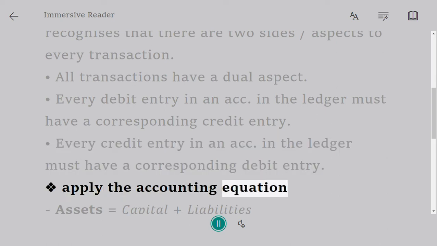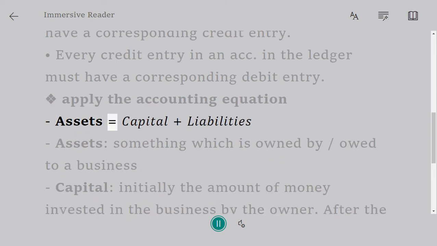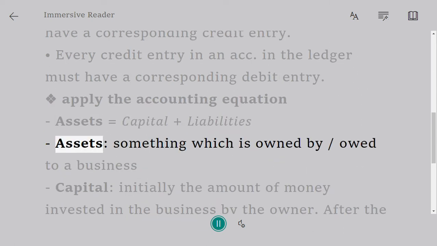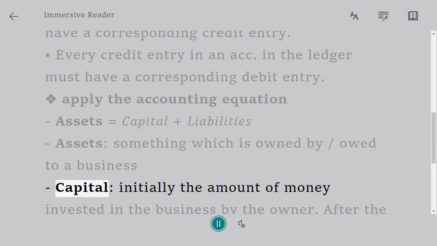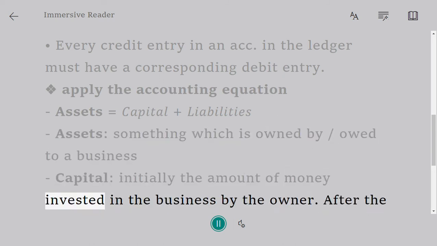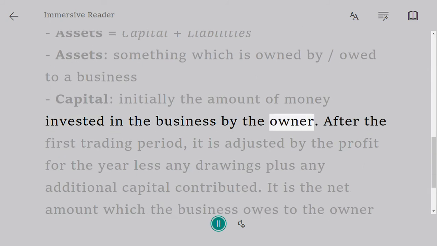Apply the accounting equation: Assets equals Capital plus Liabilities. Assets: something which is owned by/owed to a business. Capital: initially the amount of money invested in the business by the owner.